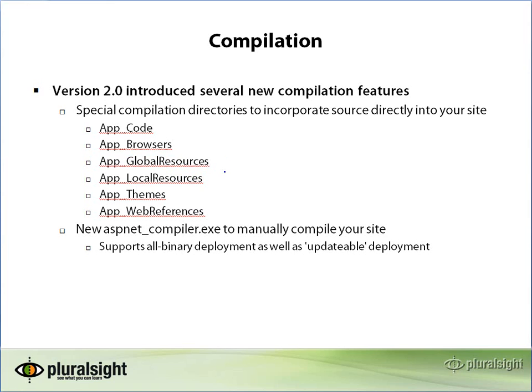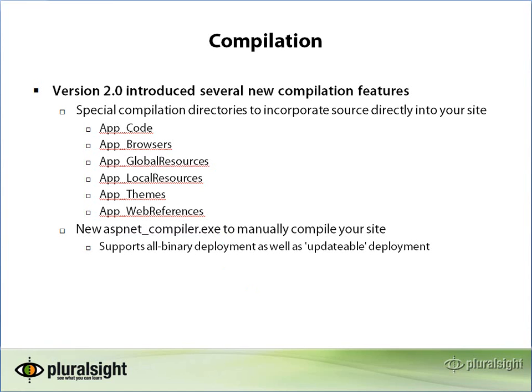And these are used to automatically compile resx files into your application. Again, we'll take a look at those later. There's a themes directory that's used for referencing themes in your site and defining themes. And there's also a web references directory where you can place WSDL files and have your client-side proxies for web services automatically generated as part of the request processing. And then finally, I do like to mention there's a new compiler that ships with version 2 of ASP.NET called ASP NET Compiler, which lets you compile your entire site into a binary deployment. And we'll be looking at that in much more detail when we get to our deployment discussion.